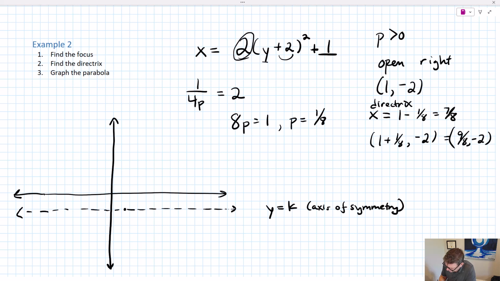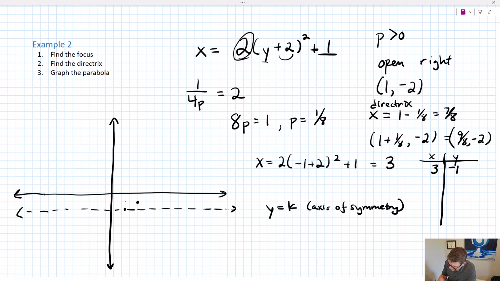And now all I'm going to do is go up by 1. So instead I'll use, for example, negative 1 in this case. So x equals 2 times (negative 1 plus 2) squared plus 1. This ends up equaling 2 plus 1, which is 3. So x equals 3. If we imagine our chart now, with x and y, y is going to be our independent variable. We put in negative 1, and we get out 3. So negative 1, and we end up at 3. And there we go.